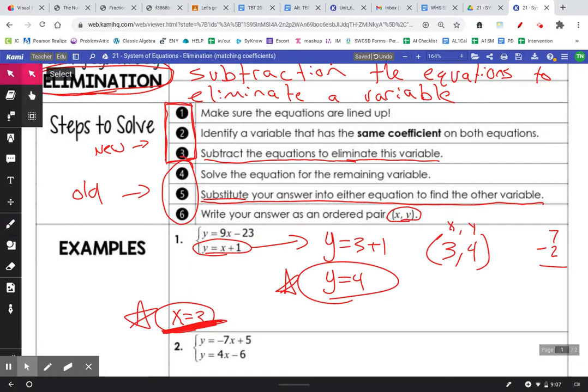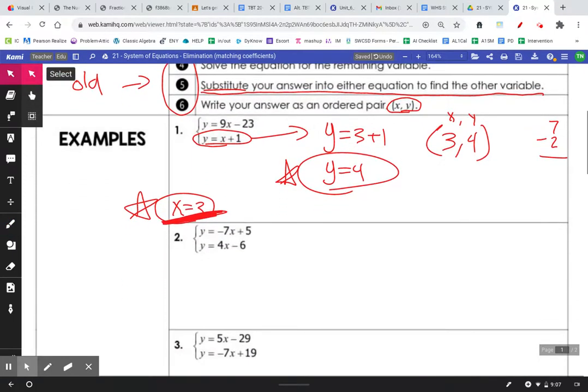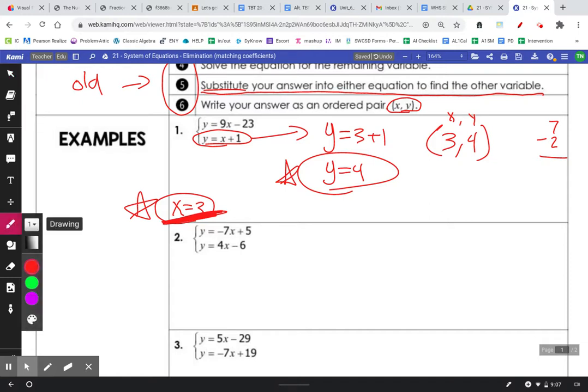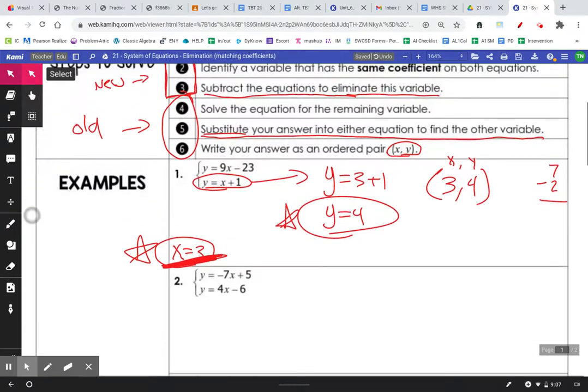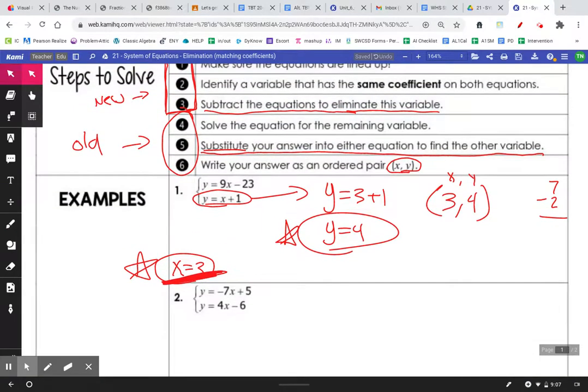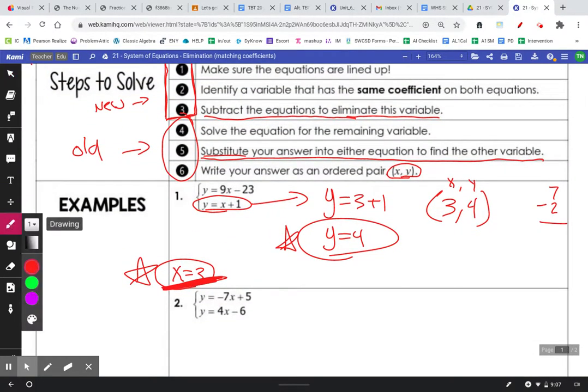Okay, let's take a dip right into another problem here and just keep going through these steps. So step number 1, let's see if I can actually scroll this up just a little bit. Step number 1 is it says make sure the equations are lined up. Again, I'm making sure, are my y's stacked on top of my y's?